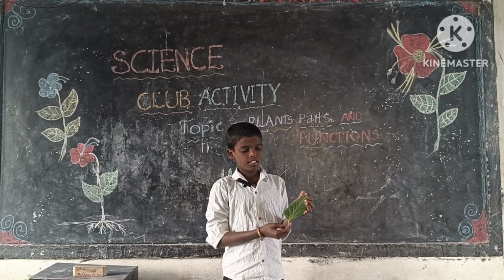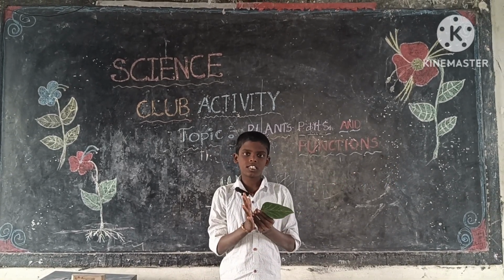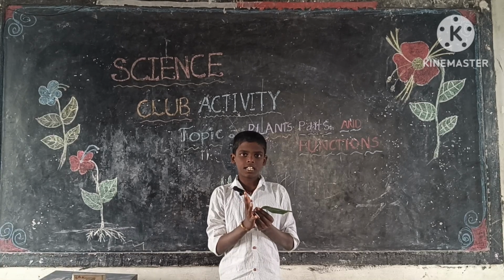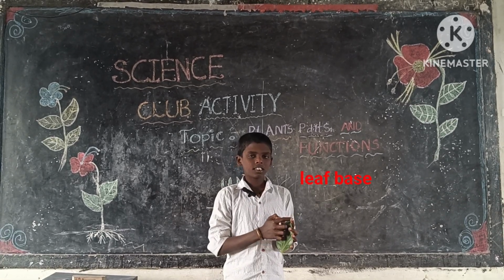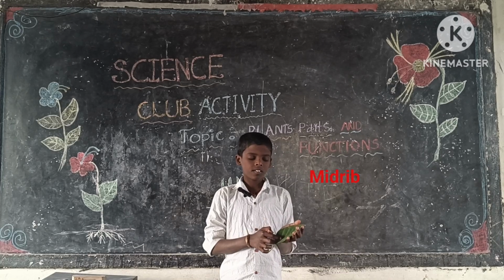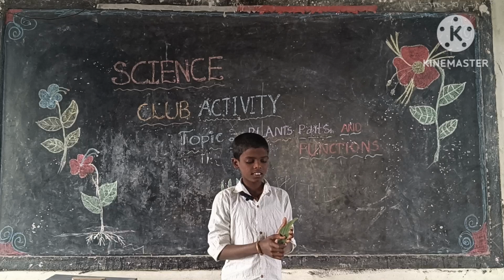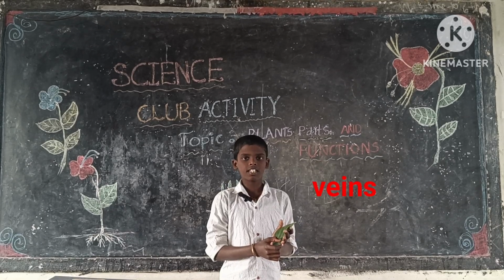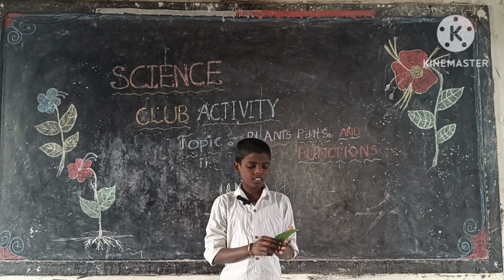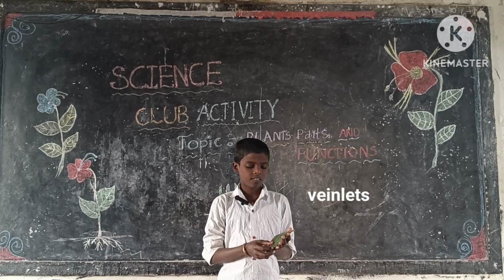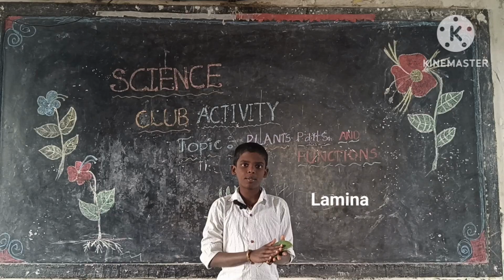The stalk of the leaf is known as petiole. The part where the leaf is attached to the stem is called the leaf base. The line which is present in the lamina is the midrib. The lines which are present in the lamina are veins. The small lines are called veinlets. The hand-like structure of the leaf is known as lamina.